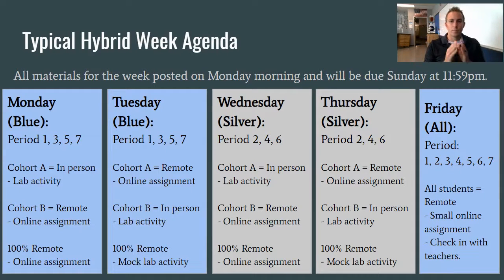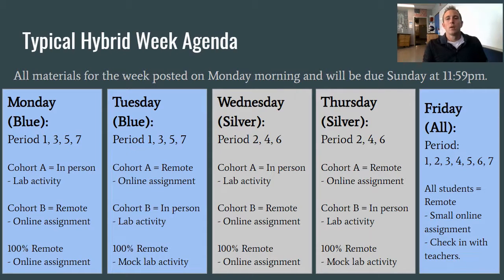So you have blue days, for cohort A are going to be in person for periods 1, 3, 5, and 7 on Monday. So that means that cohort B, you're going to be at home, being remote, doing an online assignment. Okay. And then our 100% remote students, so if you're not doing a hybrid schedule, you'll be doing that same online assignment that cohort B is doing on Monday.